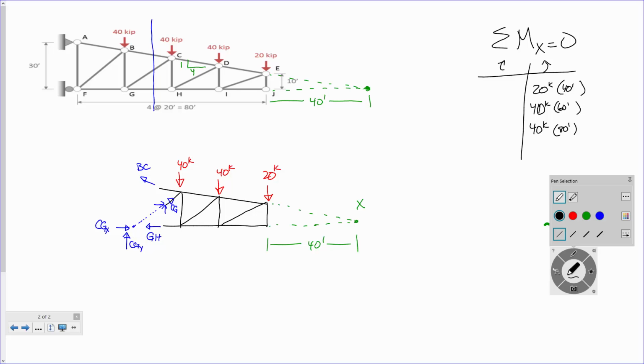All right. Okay, so let's make sure we're good on this. So the BC, we don't have to worry about that, right? We don't have to worry about the GH. Do we have to worry about the CGX? No. Okay, all we have is CGY, which is acting in this direction. So obviously, CGY. And what's the distance? 100. All right.